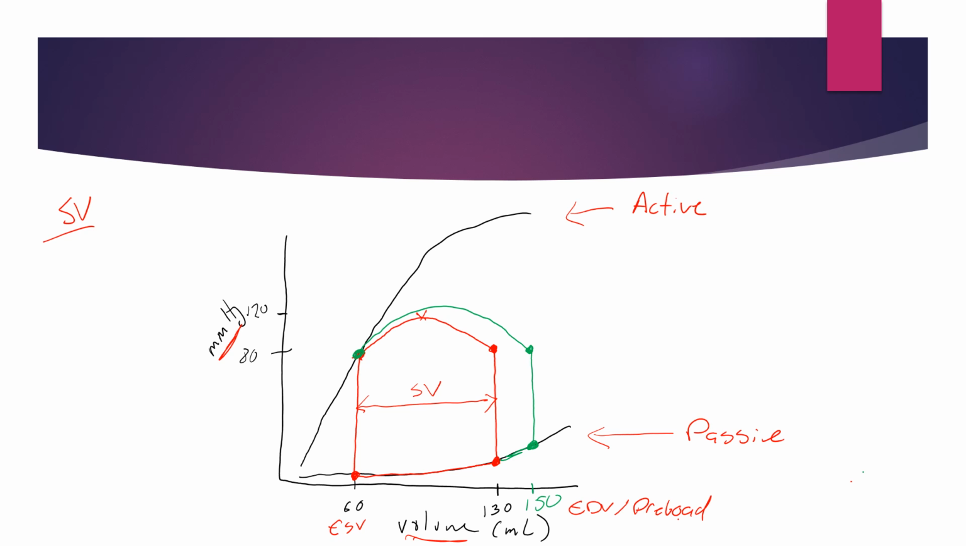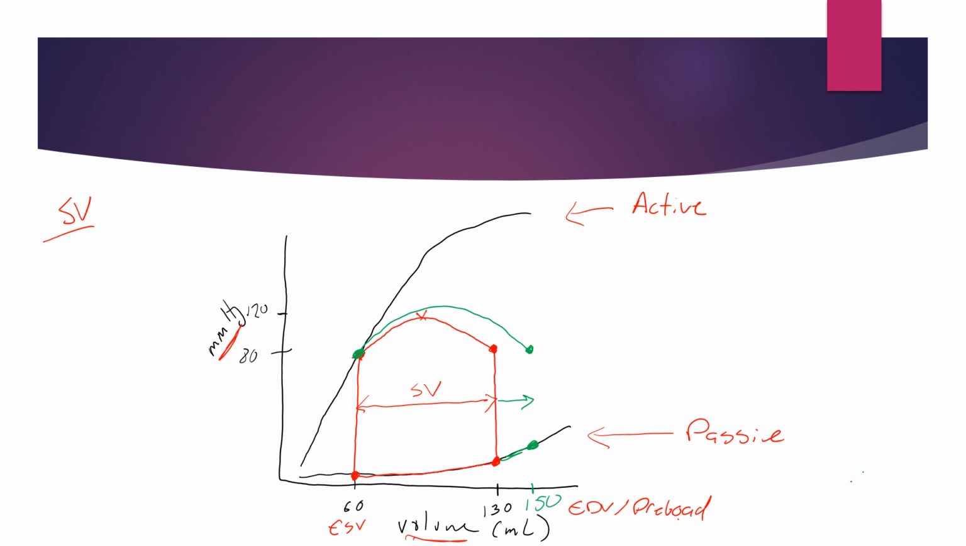So the width of my new pressure volume loop has increased. So now it's 150 end diastolic minus the 60 end systolic. So you can see that that is now an increase in my stroke volume by increasing my preload.